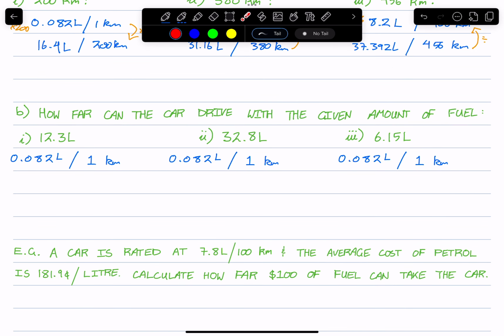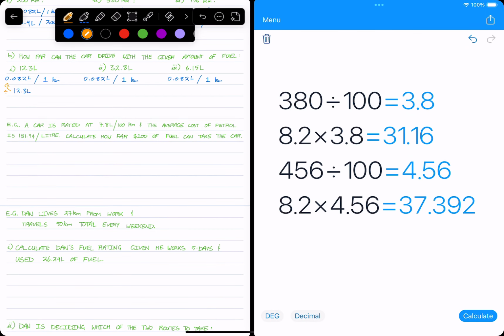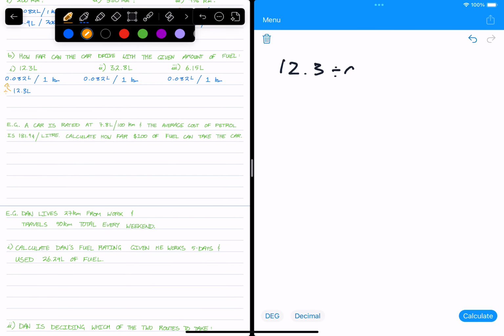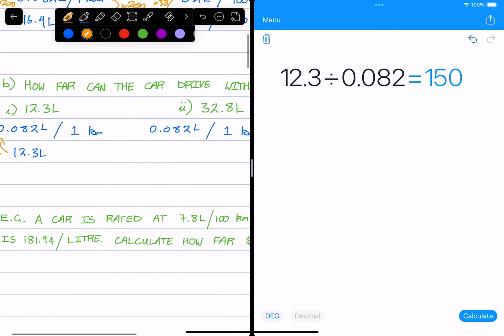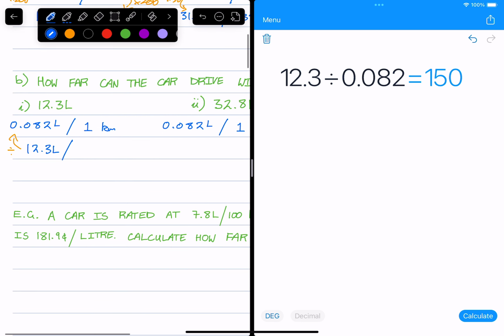Now remember, once we have the rate written, it's just a matter of writing the matching number below the appropriate unit. In this case, 12.3 goes below here. And it's a matter of just dividing by that number. So 12.3 divide 0.082. That gets us 150. And since this is already in a unitary rate, we immediately get our answer of 150.